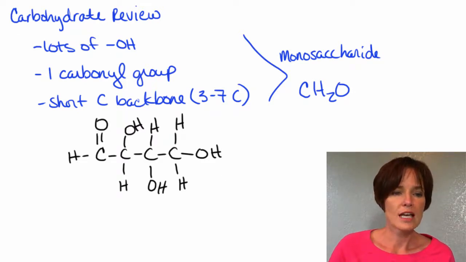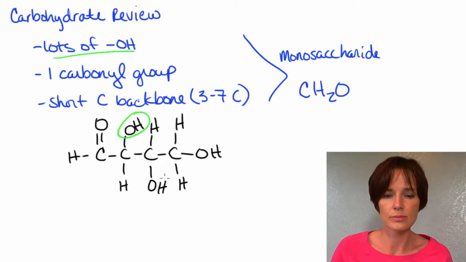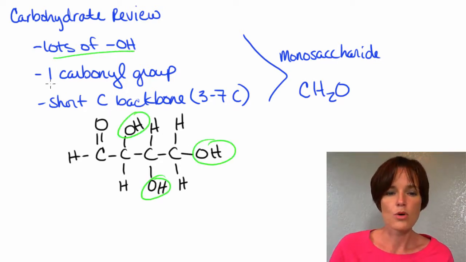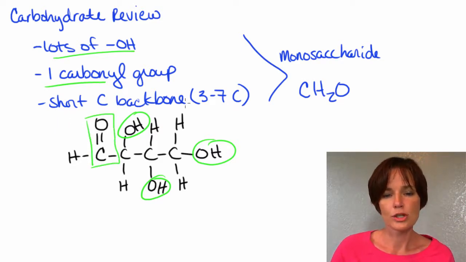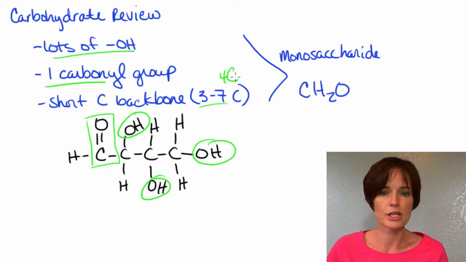So just again to review, lots of hydroxyl groups. We can see that here, here, and here. One carbonyl group. Here's my carbonyl group. And then we have a short carbon backbone, 3 to 7. We actually have 4 carbons in this particular example.